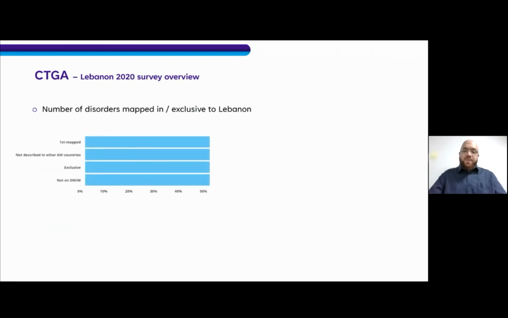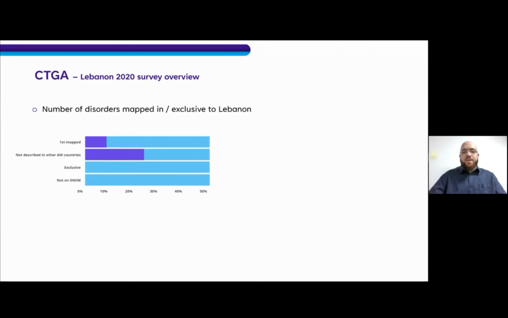So actually, at least 56 genetic disorders available in OMIM were first mapped in Lebanon, and these include many neuromuscular disorders, such as subtypes of Charcot-Marie-Tooth disease and various subtypes of recessive deafness. In addition to 45 of these first mapped disorders, an additional 108 were found to be only described in Lebanon with respect to the Arab world. These included multiple subtypes of Fanconi anemia and other neuromuscular disorders, such as subtypes of congenital muscular dystrophies.